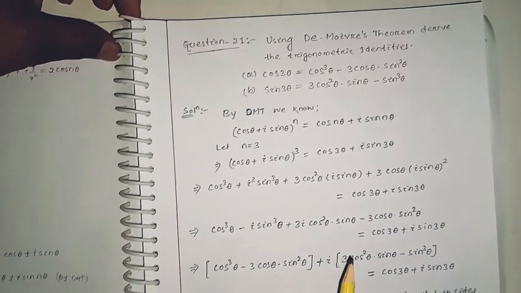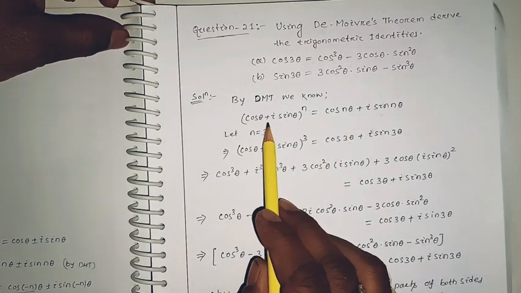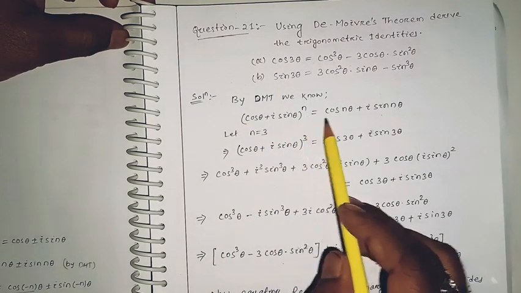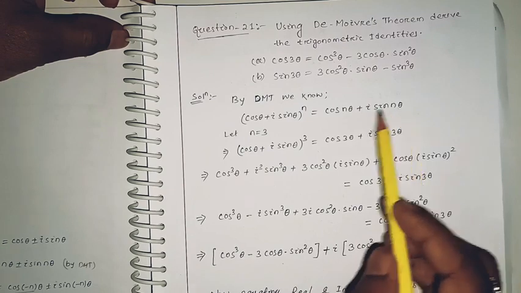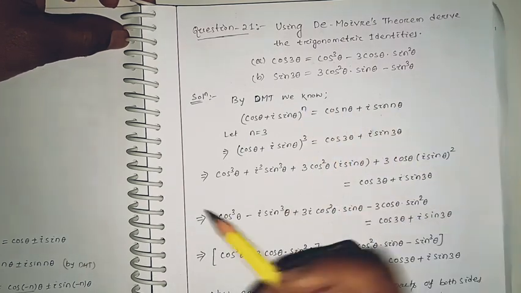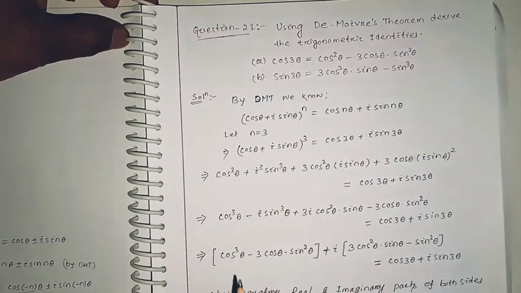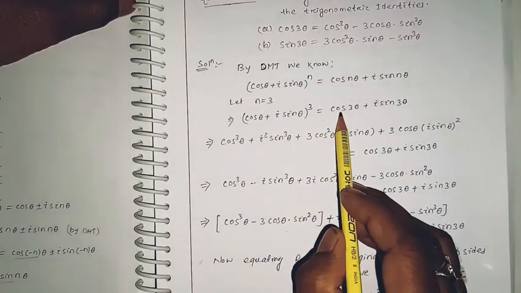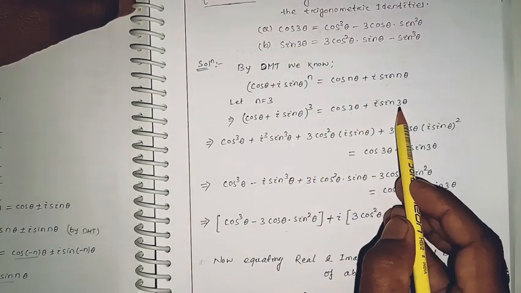Okay. So by DMT we know that cos theta plus i sin theta to the power n equals cos n theta plus i sin n theta. N may be positive or negative or a fraction, that we have already proved. Now we are going to consider n equal to 3. So it will be cos 3 theta plus i sin 3 theta.